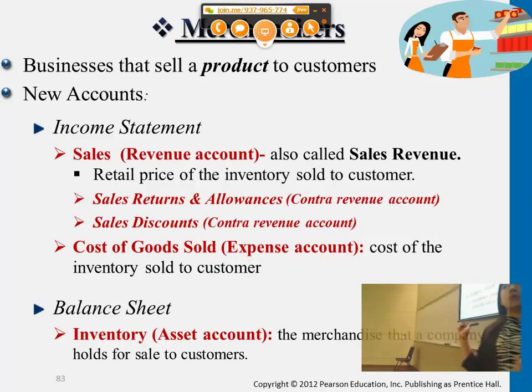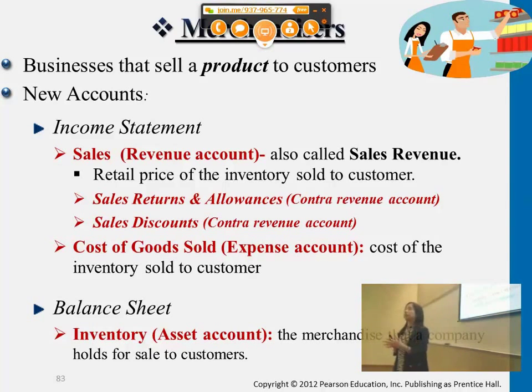For merchandiser's business, a lot of the corporations use multi-step income statement. I'm going to show this in the next slide here. Multi-step income statement provides some subtotals of profit, subtotals of income before we actually get to net income. So basically it breaks down information in more detail.